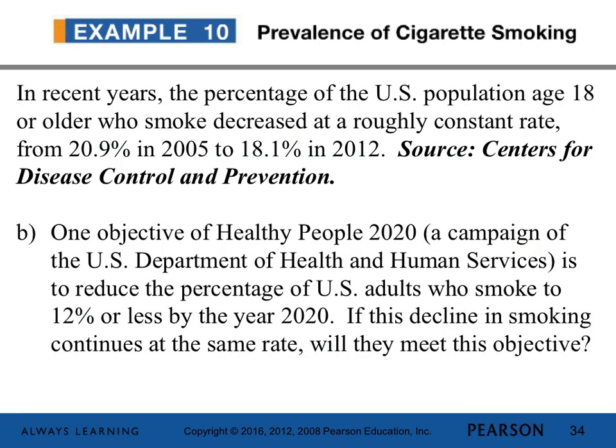So now that we have that equation, one objective of Healthy People 2020, a campaign of the U.S. Department of Health and Human Services, is to reduce the percentage of U.S. adults that smoke to 12% or less by the year 2020. If the decline in smoking continues at this same rate, will they meet that objective?